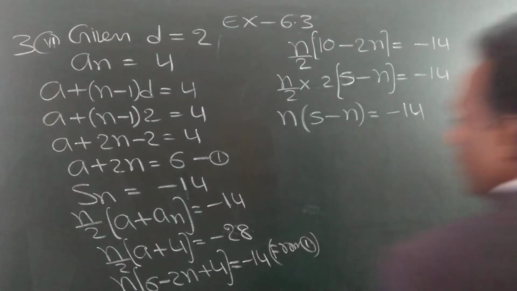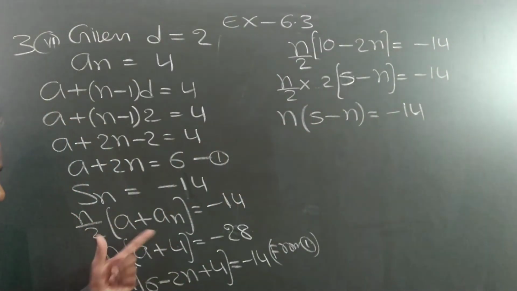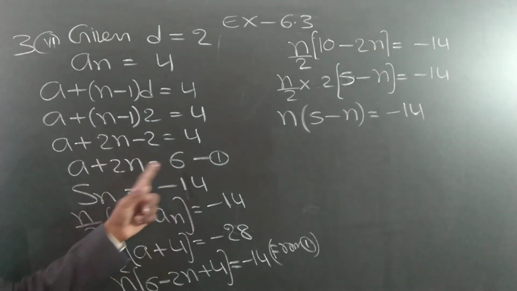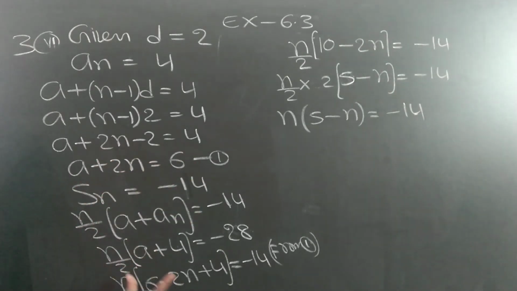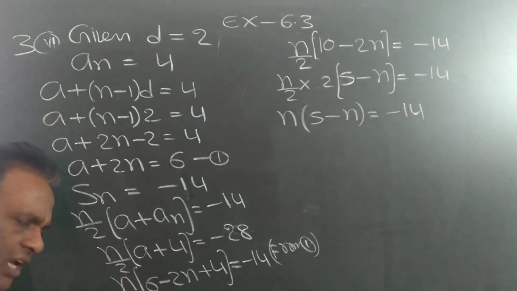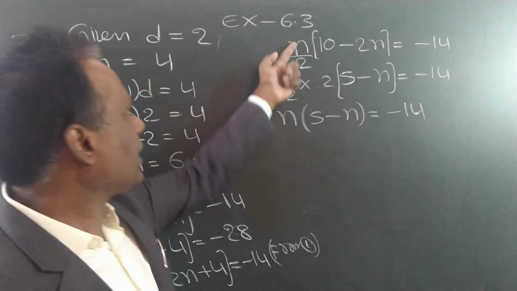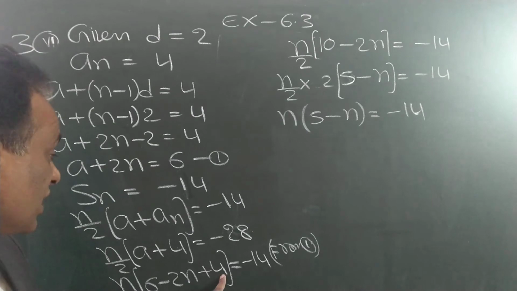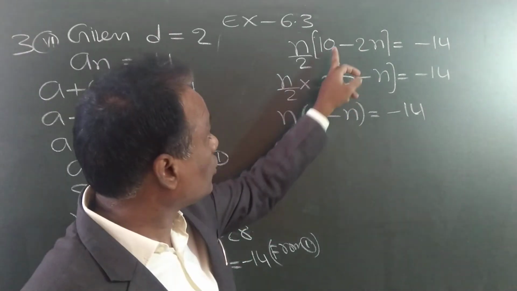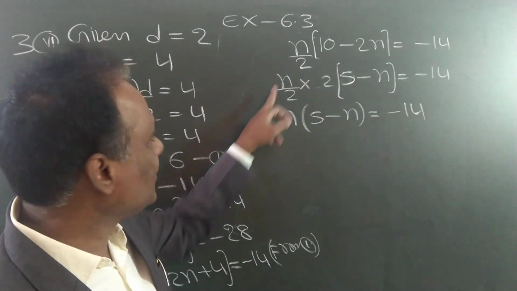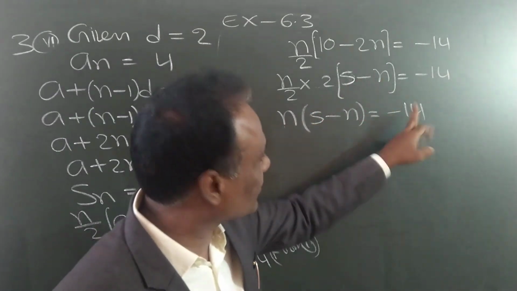Students, I wrote the Sn formula, and in place of a, you have to remember, write 6 minus 2n. If in place of a you write 6 minus 2n, from here onwards you know how to solve. So n by 2 is the same, 6 plus 4 is 10 minus 2n, so 2 common, and the 2 cancels. Only n remains, 5 minus n is equal to minus 14.